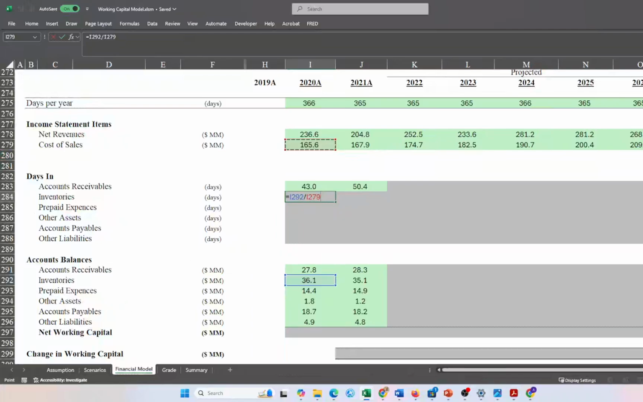So I'm going to hit function F4 until that dollar sign is in front of those numbers, the rows, and it will not drag down. If it dragged down, it wouldn't do it correct, but I do want to drag it to the right. And then I want to multiply that times days. Again, I want to drag days to the right, but not down. So I'm going to put a dollar sign in front of the row and hit enter.